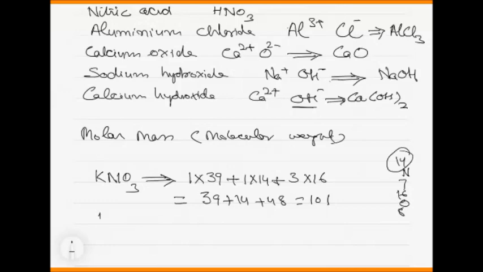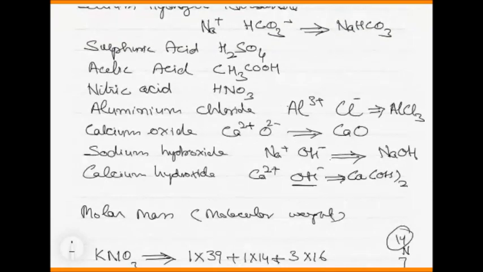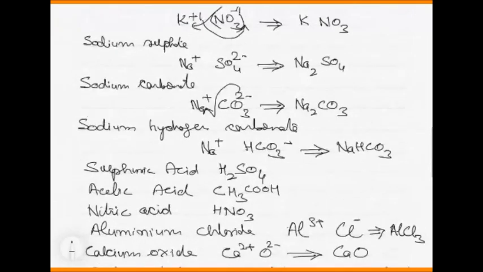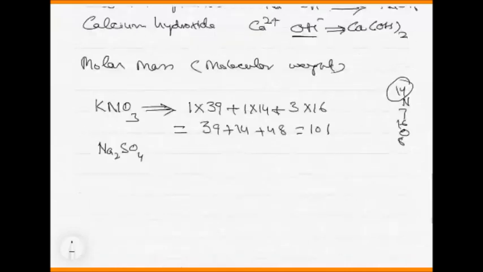Sodium sulfate, as we have written earlier, is Na2SO4. So this is sodium sulfate. Now this sodium sulfate is Na2SO4. Again, see the number of atoms of each element.